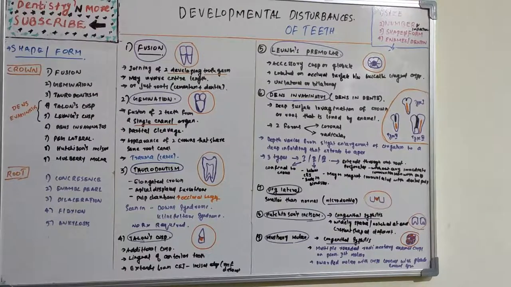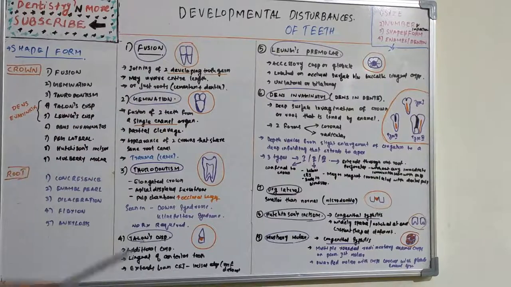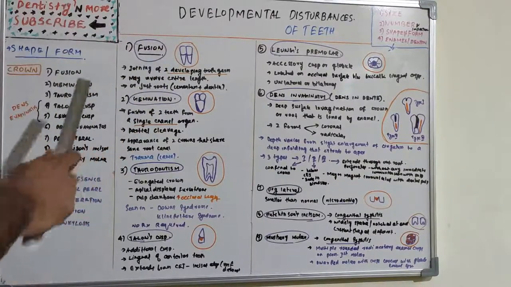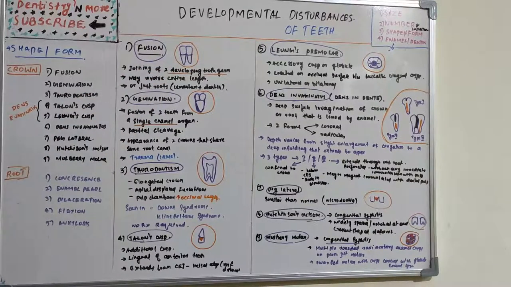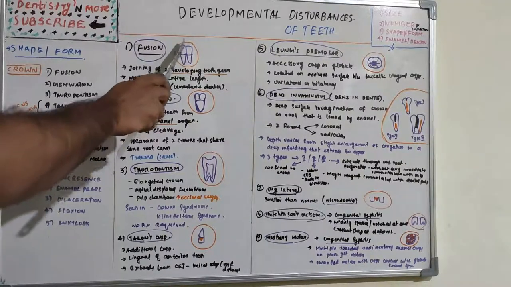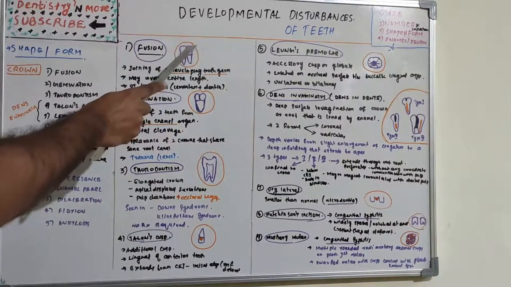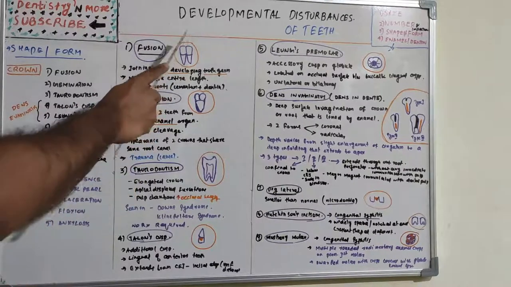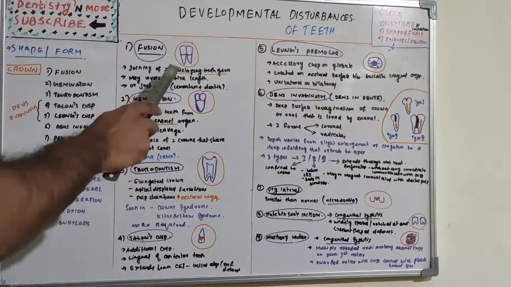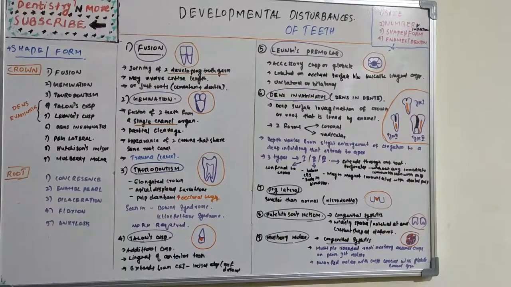So what is fusion? Fusion, as the picture says, is a joining of two developmental tooth germs. It may involve the entire tooth length or just the root. So two tooth germs are joining and looking like a single tooth, but there will be a slight separation between the teeth. So it is a bigger tooth rather than a single normal tooth, adjoining two teeth. The point is, there will be two separate developing tooth germs. So that is fusion.